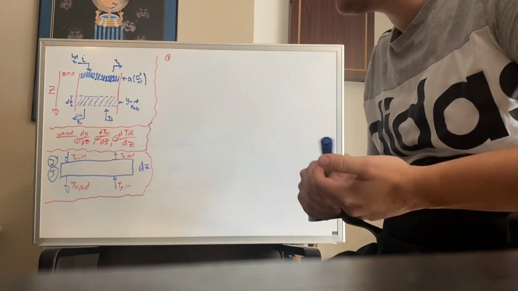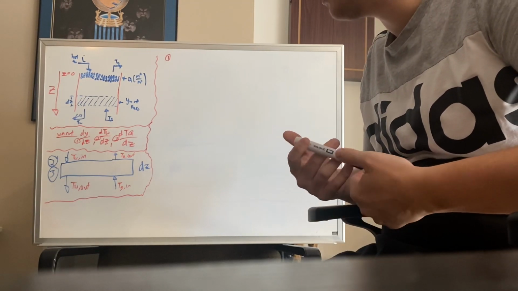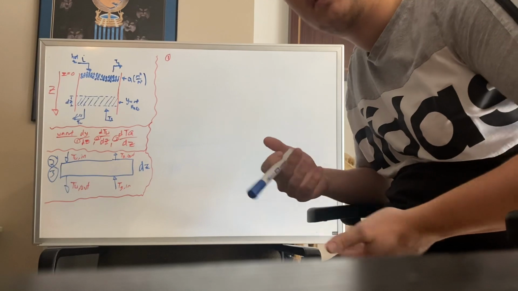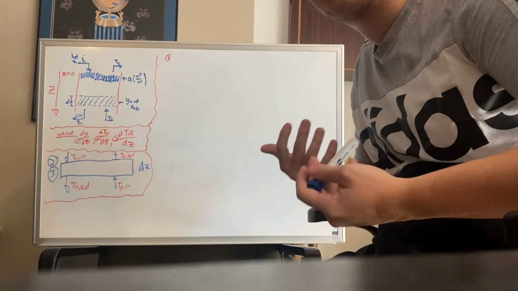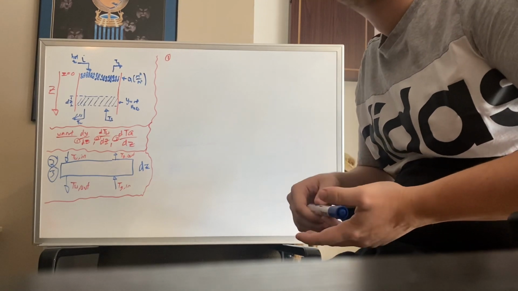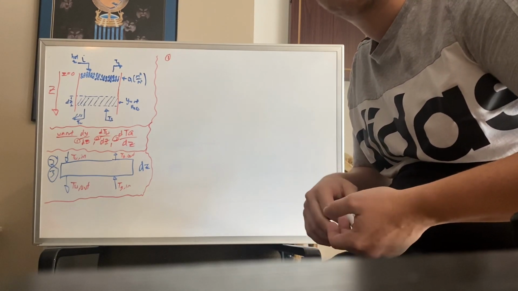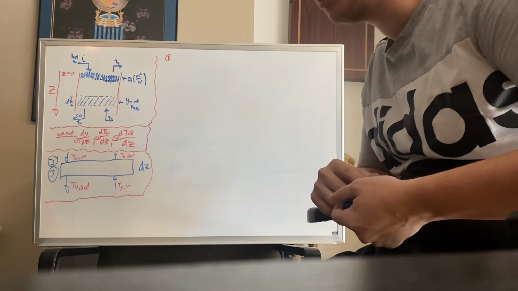In this portion of the exam, we will be going through and using what we found in parts 1, 2, and 3. In part 1 we found the Lewis relation, in part 2 we found relative humidity between wet and dry bulbs, and in part 3 we found the relationship between the adiabatic saturation temperature and the wet bulb temperature.